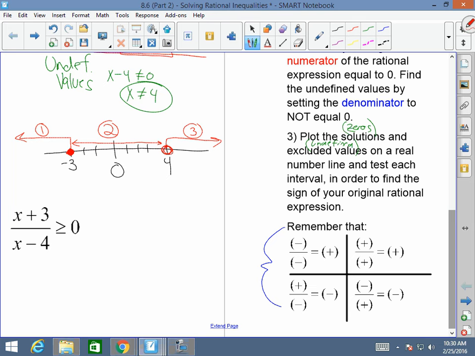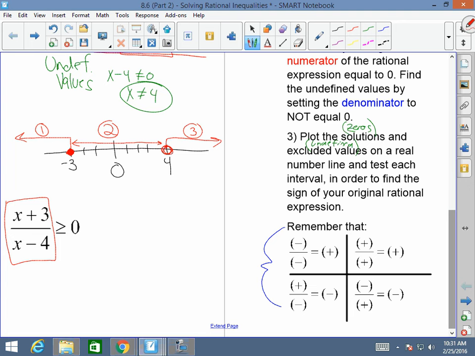Now, according to what I was given in my inequality, when I plug in values from these intervals into my inequality, what does this answer have to be? Greater than or equal to 0 or less than or equal to 0? Greater than. So now, let's test to see which one of these 3 intervals gives you a value plugged into this inequality that's greater than or equal to 0. Are you understanding what we're about to do? Okay? Yes, sir. It's going to be greater than or equal to 0. Okay?